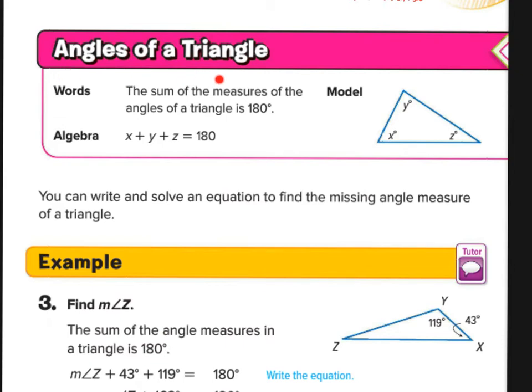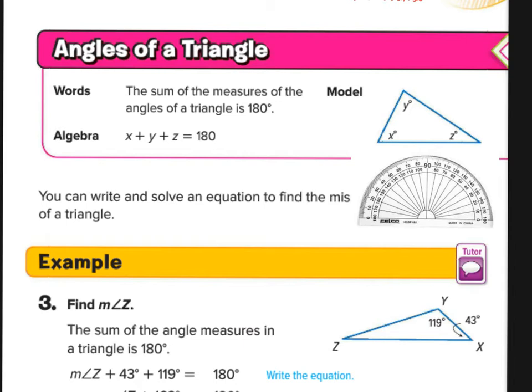Angles of a triangle. Here are some words we need to become familiar with. When we talk about the sum of the measures of any angles, we're talking about the total when added. So the sum of the measures of angles of a triangle is 180. If we were to measure this angle plus this angle plus this angle, it would be 180 because it makes its way all the way around the protractor.